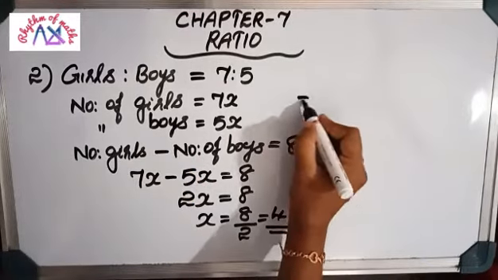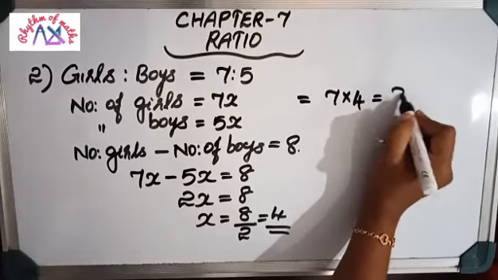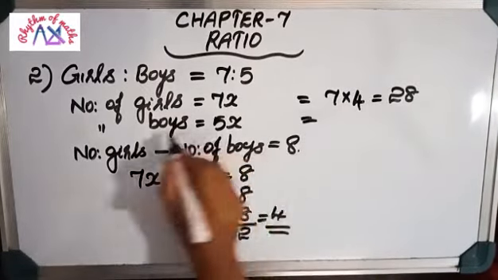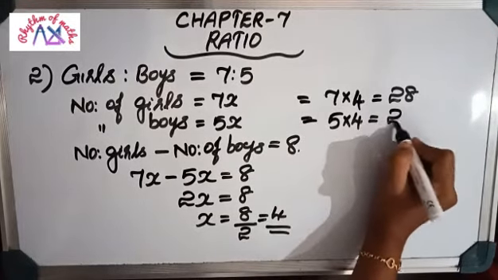So number of girls will be what? 7 into 4. 7 fours are 28. Next, number of boys is 5x. So 5 into 4, that is 20.